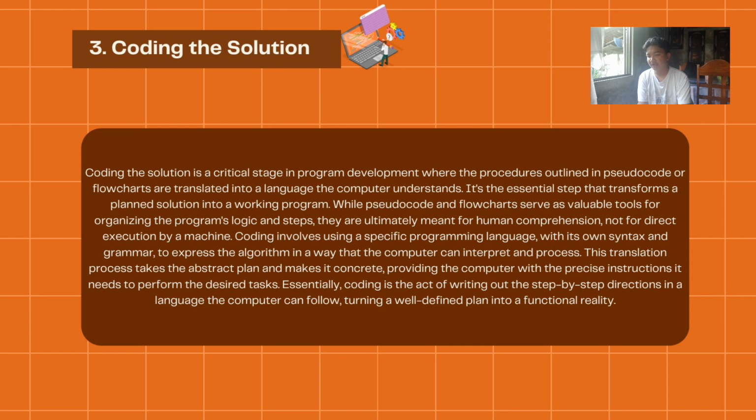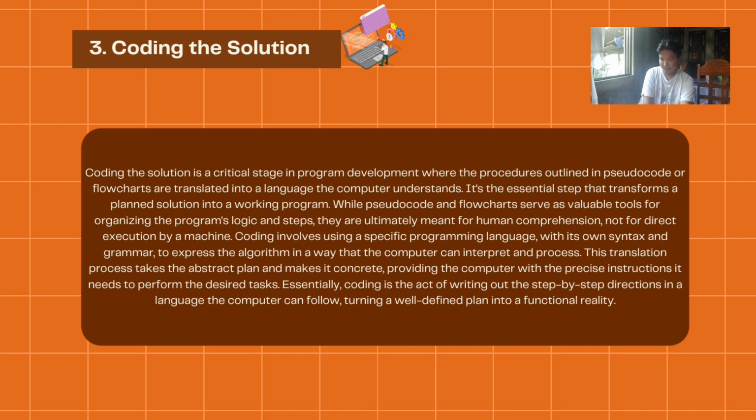Number 3, coding the solution. Coding the solution is a critical stage in program development where the procedure outlined in pseudocode or flowcharts is translated into language the computer understands. It's the essential step that transforms a planned solution into a working program. While pseudocode and flowcharts serve as valuable tools for organizing the program's logic and steps, they are ultimately meant for human comprehension, not for direct execution by a machine. Coding involves using a specific programming language, with its own syntax and grammar, to express the algorithm in a way that the computer can interpret and process.